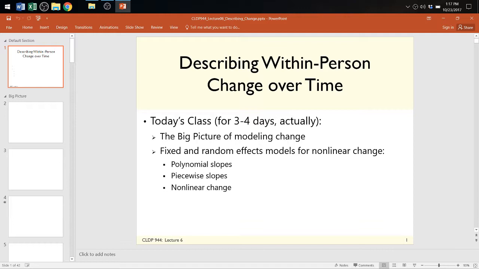So my point is that we're talking about time as a predictor, but any continuous predictor that is likely to have a nonlinear effect on your outcome, these choices I'm going to teach you about apply to those as well. So just keep that in the back of your head.